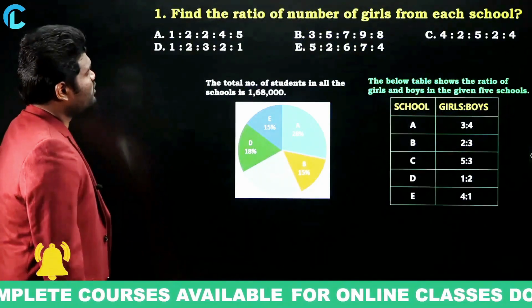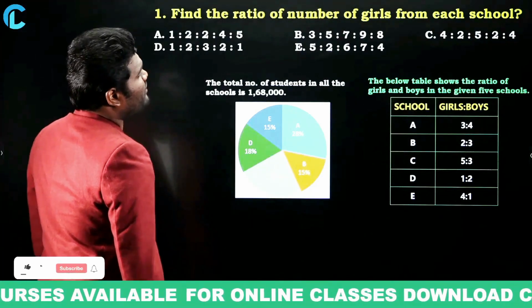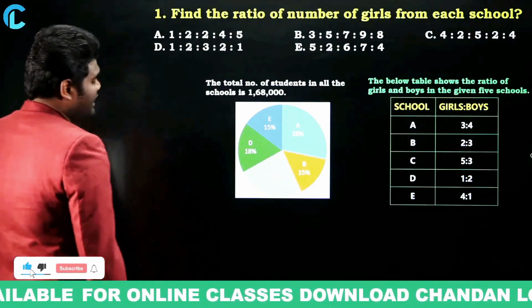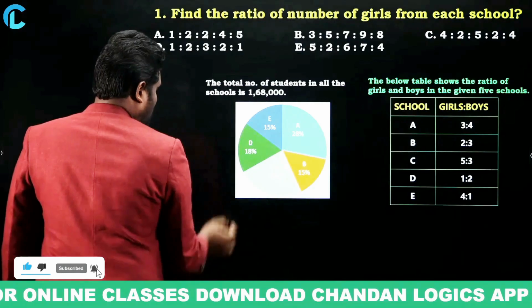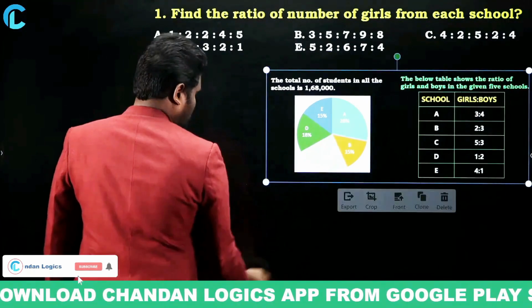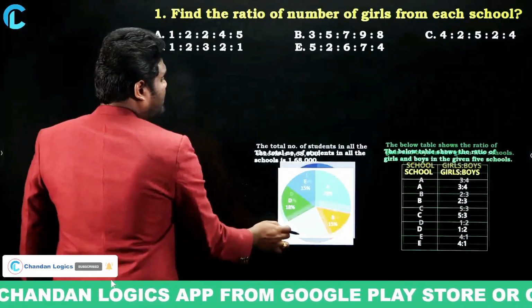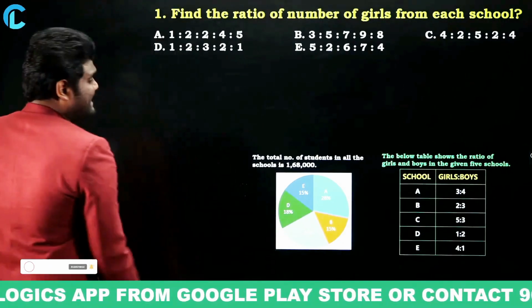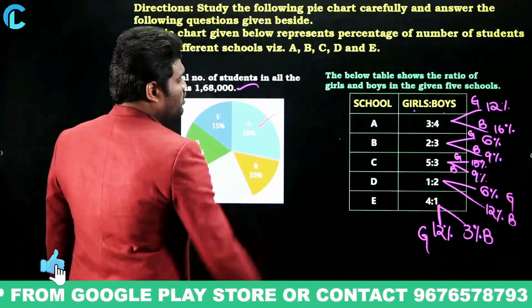Look at the first question. Find the ratio of number of girls from each school. So I need to know the ratio of number of girls from each school. Now observe carefully. To know the ratio of number of girls from each school, I have just calculated the number of girls from each school.